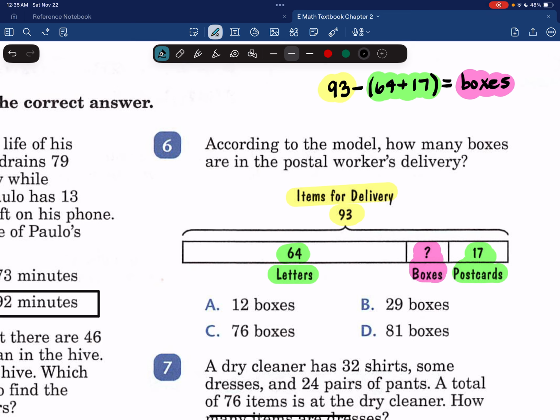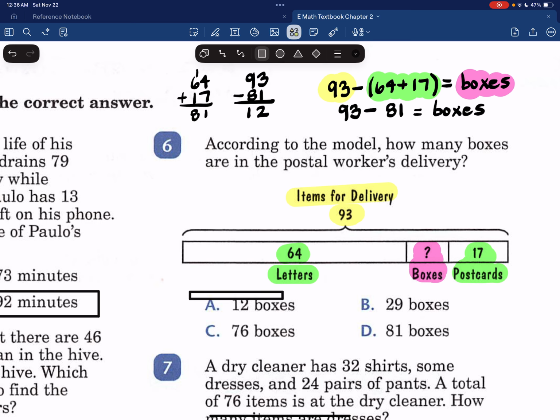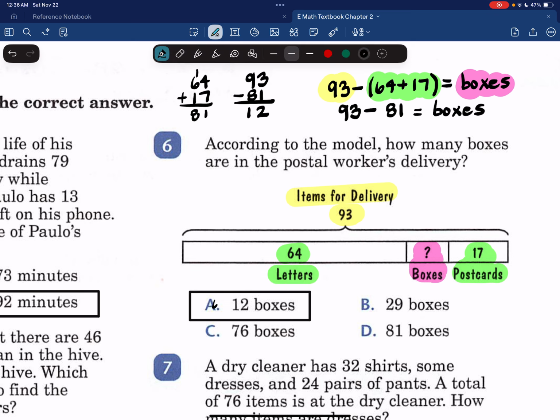So let's do 64 plus 17. That's 11. So 8 there. And then I'm left with 93 minus 81 will give us the number of boxes. So 93 take away 81, it's going to be 2 and 1. So there are 12 boxes to be delivered. I like A as in apple. That is a multi-step problem.